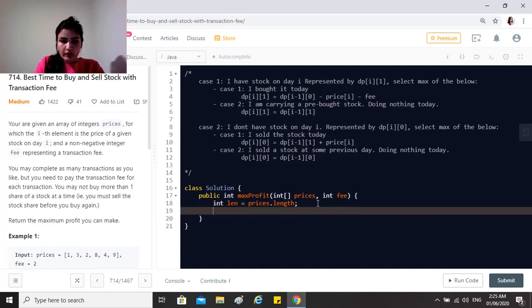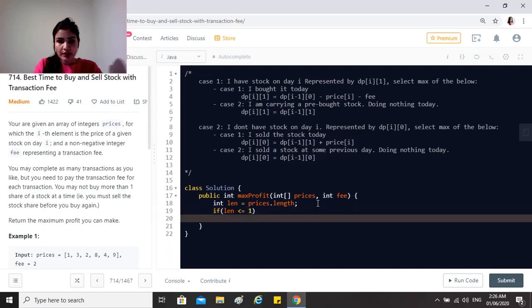If length is less than or equal to 0, or if we just have one day's value here, we cannot do any transactions, so we'll just return 0 if we have one element in prices.